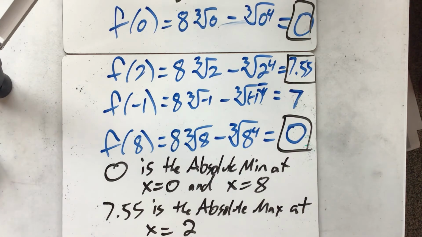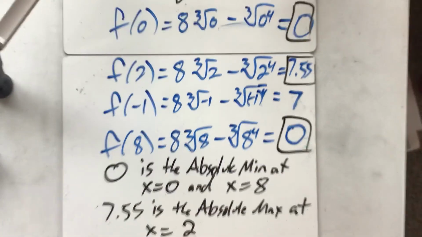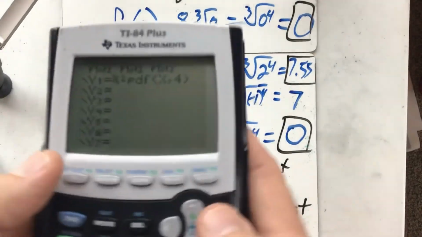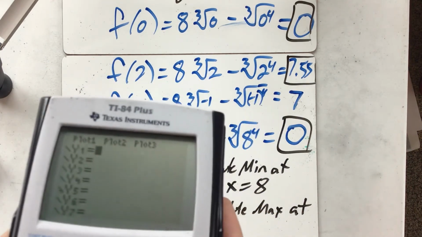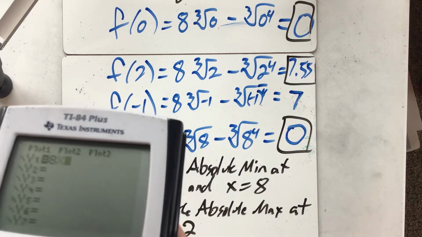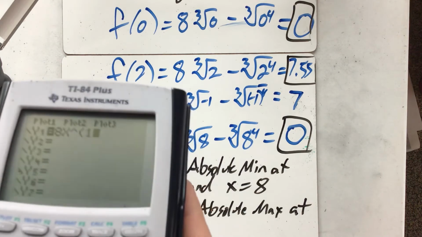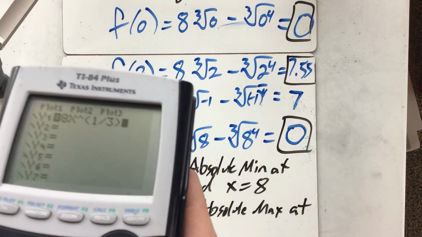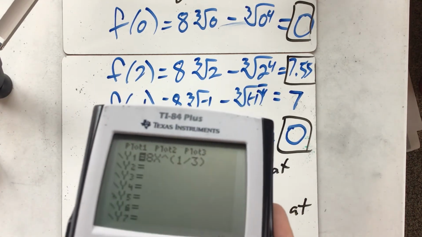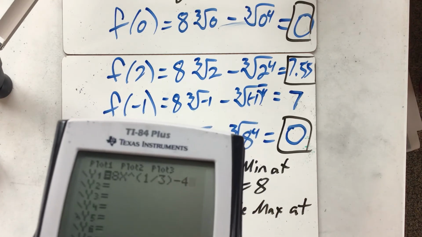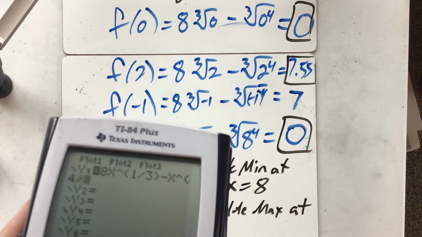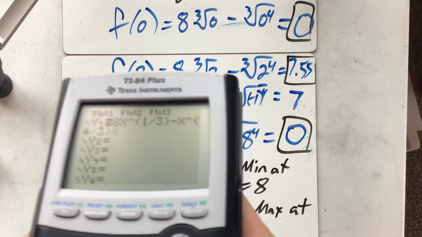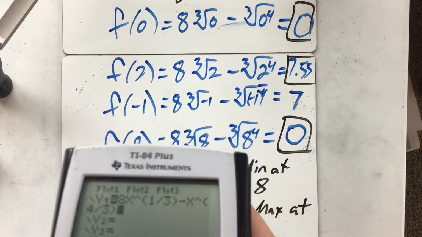And tell you what, let's plug this in our calculator so we can look at it and compare. All I'm going to do on my calculator is clear this and type that equation in. I'm not going to try to find the cubed root button on my calculator. Let's just do 8x to the 1/3 minus x... oh, that's not an x... minus x to the 4/3. There we go. So 8x to the 1/3 minus x to the 4/3.